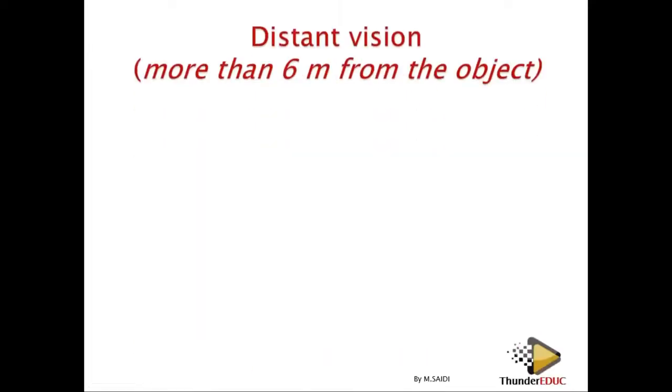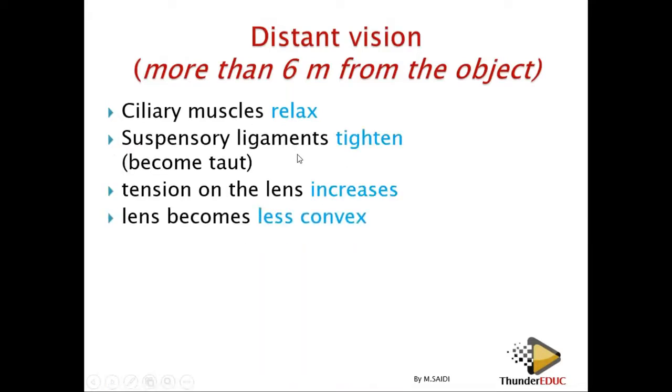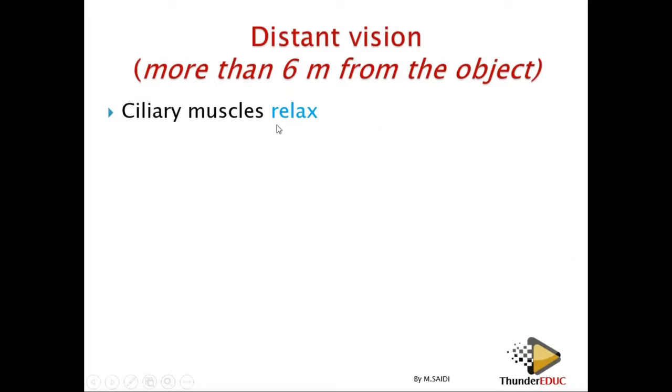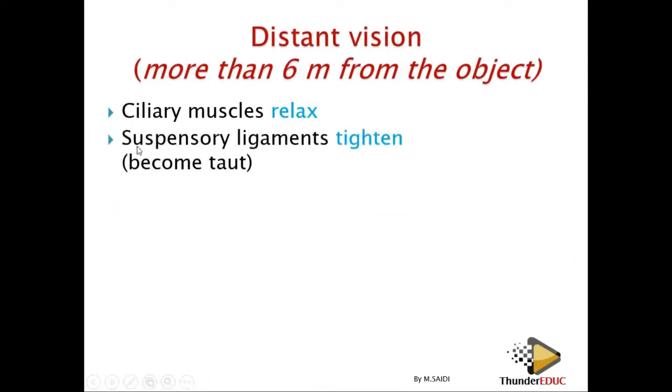Then if you look at a distant object, more than 6 meters from the object, it's just the opposite of near vision. In this case, the ciliary muscles relax, whereas in the other one they contracted. Then the suspensory ligaments become tightened. In the other one, it was slackened. It becomes taut, tightened, like stiff. The tension on the lens increases.